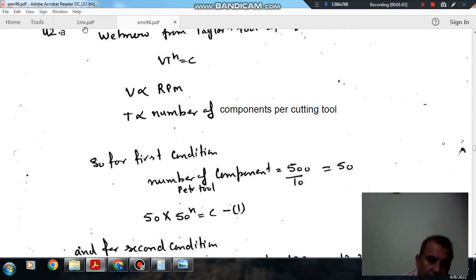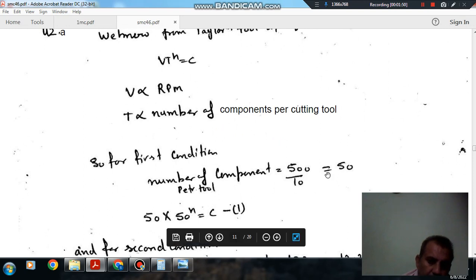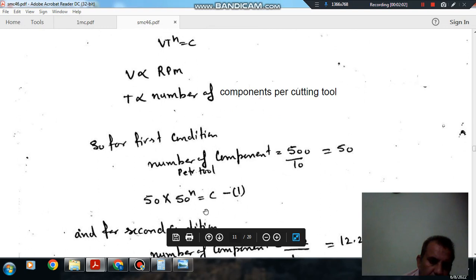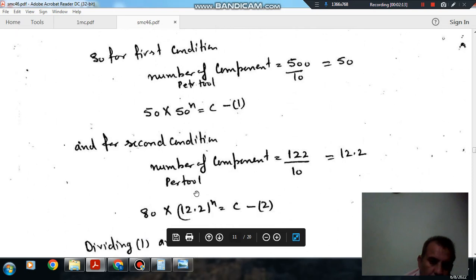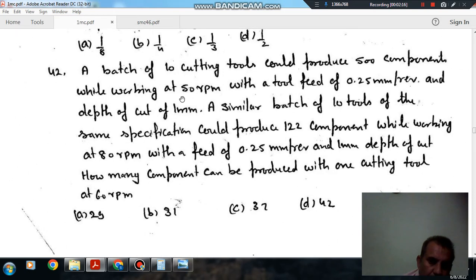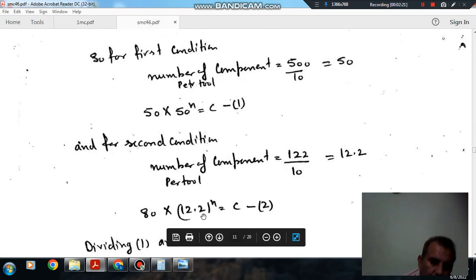So in the first condition, the number of components produced is 500 and the number of tools used is 10, so the number of components per tool is 50. Putting the value of V as 50 and T as 50, we get 50 into 50 raised to n is equal to C. For the second condition, the number of components per tool is 122 by 10, that is 12.2, and RPM is given as 80. So the equation becomes 80 into 12.2 raised to n is equal to C. That is equation number 2.